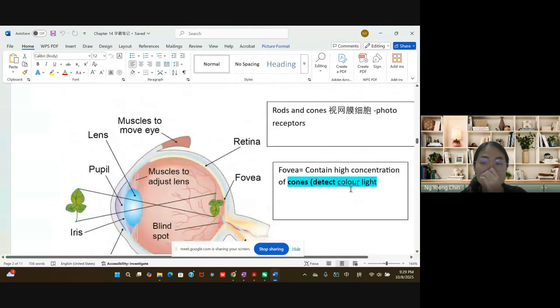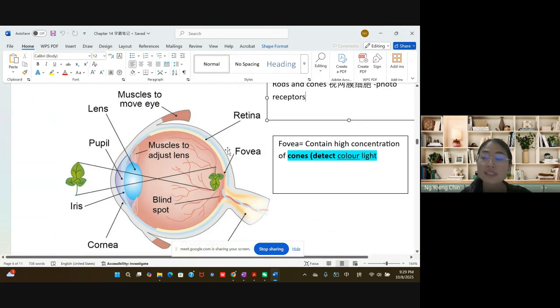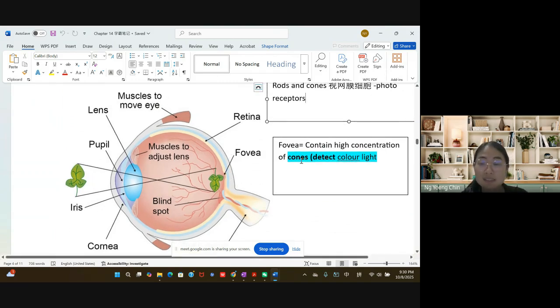So the rods and cones are just located at the retina. They contain the photoreceptors. Rods are very light sensitive, especially at night time. And also for the fovea, the fovea is actually a spot located on the surface of the retina. But in the fovea, they only contain the cones, which are able to detect color light. So this is in the fovea.